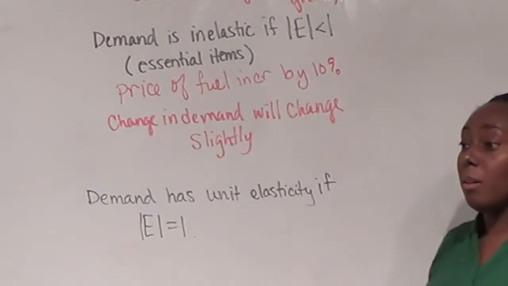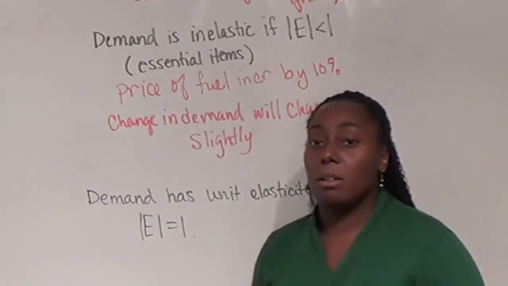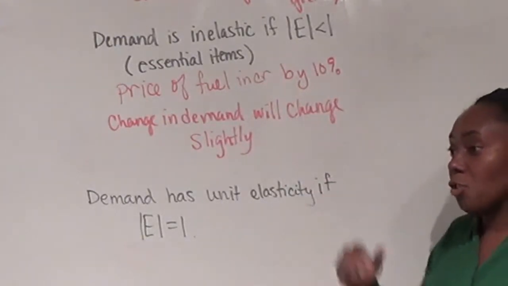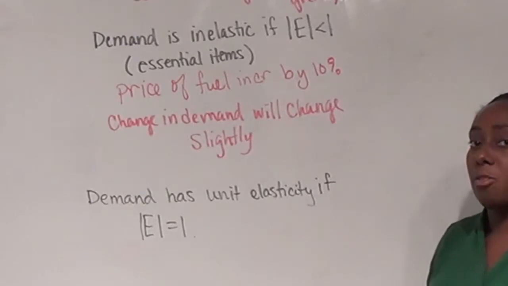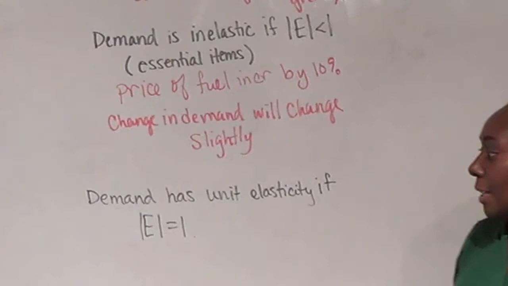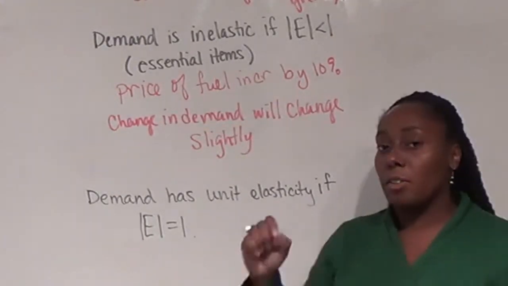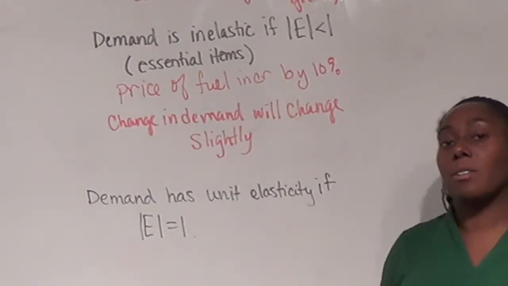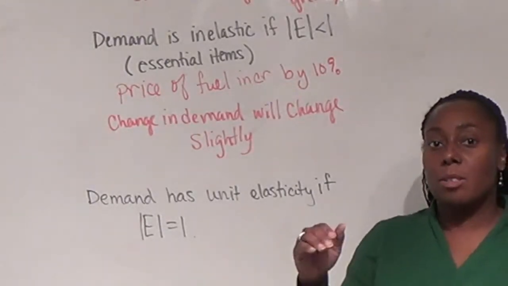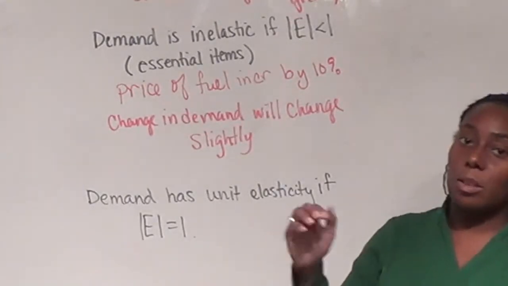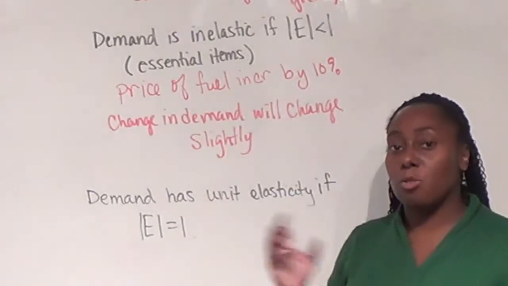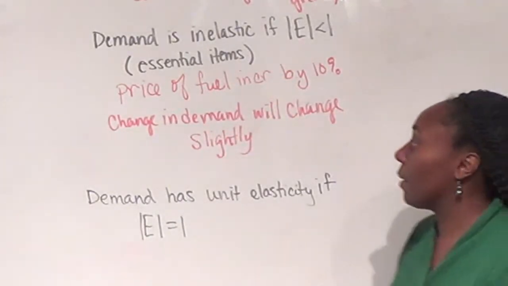Electricity would be another one, for those who pay for water. Those types of things would be where changes in the price are not going to greatly affect the change in demand. Okay? And then the last type is our unit elasticity. And this is where the change in price has a direct effect on the change in quantity. If the price increases by 10%, the demand will increase by 10%, or decrease by 10%, but it's a direct correlation. Okay.